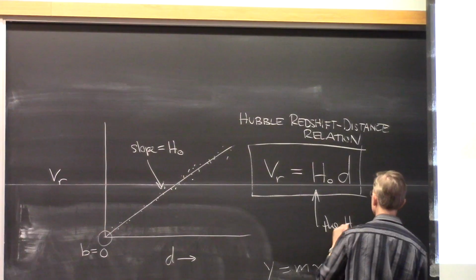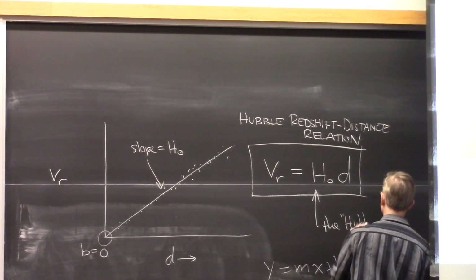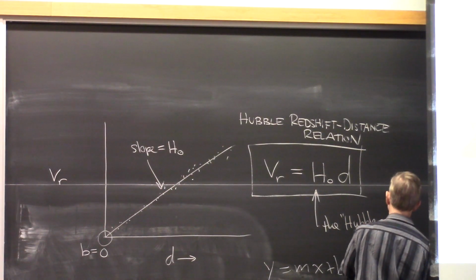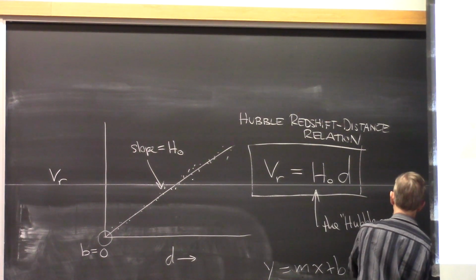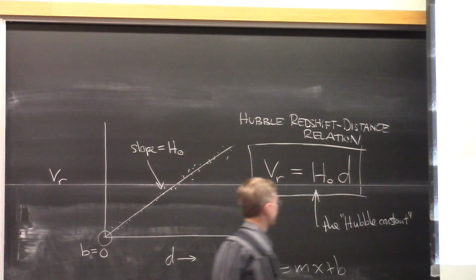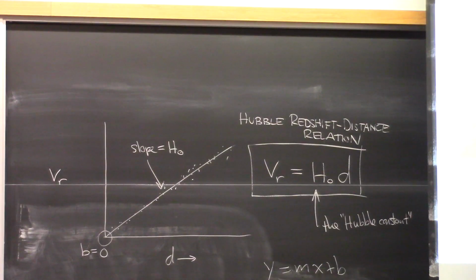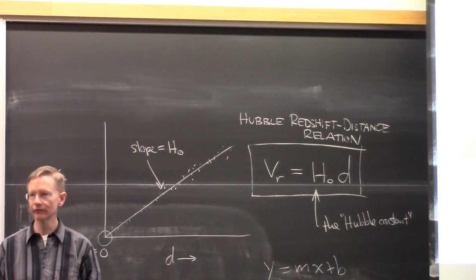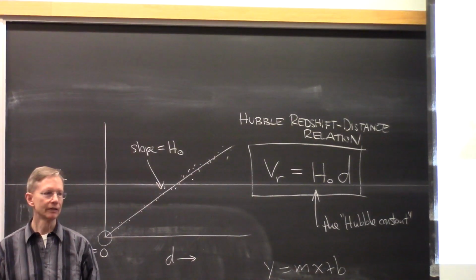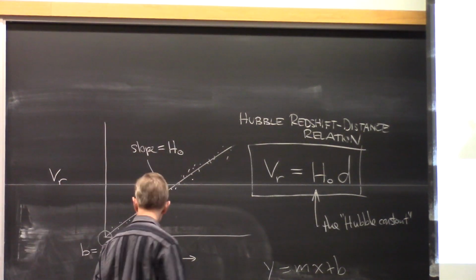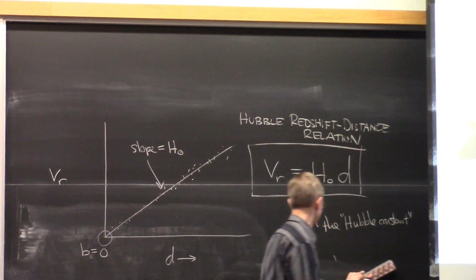And H naught is the quote-unquote Hubble constant. Except it's only constant in space at a given time. It's not constant in time. It changes over time as the universe ages. Its value changes. So the Hubble parameter, right?